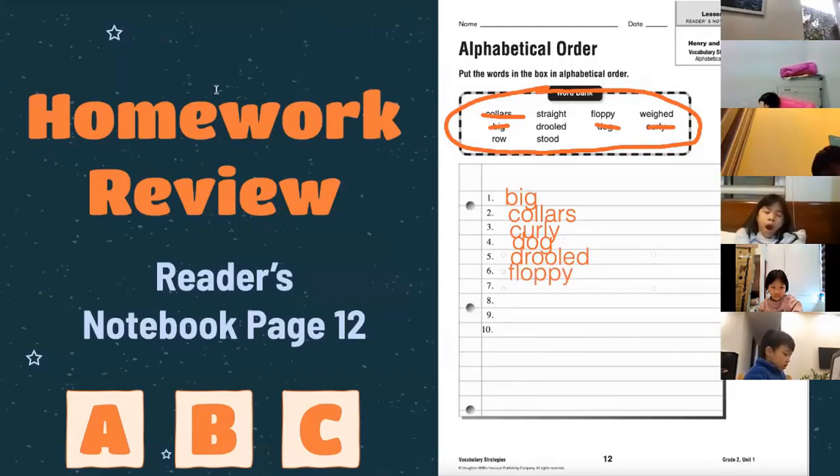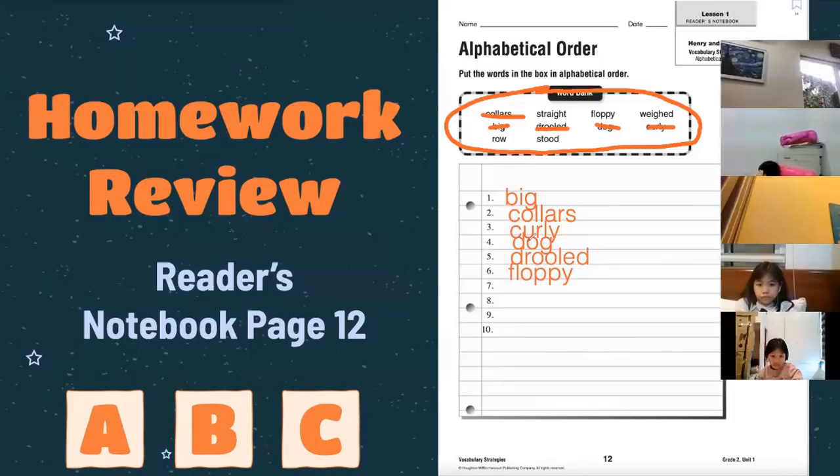So drooled, because it has another D, and the second letter is an R, and the R comes after the O in dog. So it's dog, then drooled, and then we don't see any words start with an E, so we move on to F, and that is the word floppy. Like we have big floppy ears. All right, so let's keep going and see which word comes after floppy.